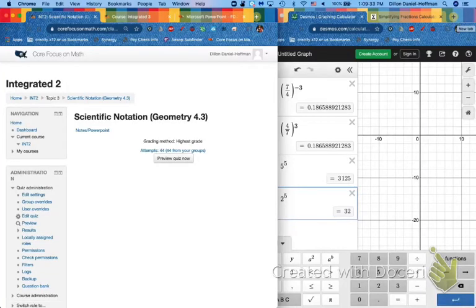Scientific notation, named as such because scientists use it all the time. Well, why do they use it all the time? What is it? These are great questions we're going to discuss right now.